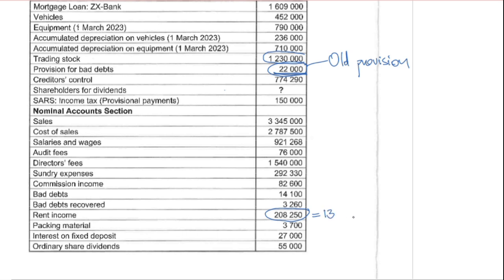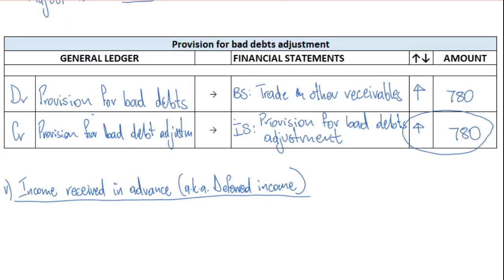which is 208,250 rands, is for 13 months. We need to find out how much of the total amount was for March 2024. To do so, we say total rent percent equals to total rent.